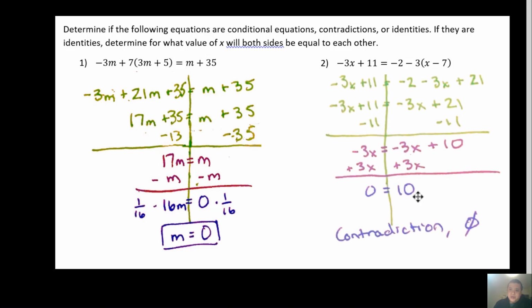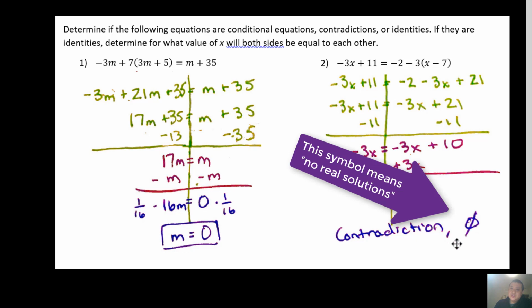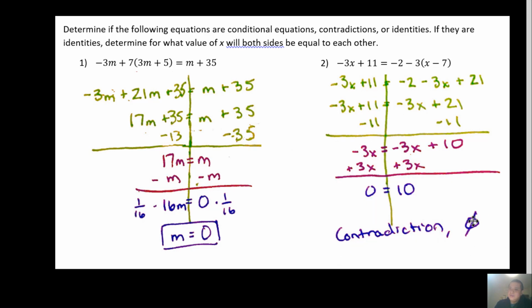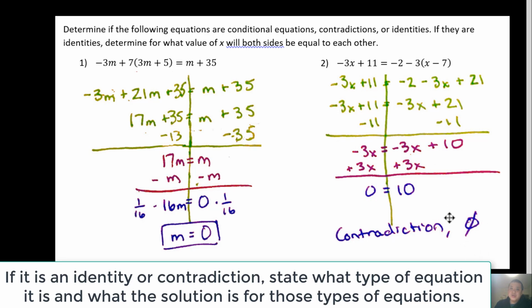Okay. Over here, this one's going to be a contradiction, because you get down to the part where you get 0 equals 10. That is a false statement. Therefore, it's a contradiction, and there are no real solutions. Be sure to state that there are no real solutions on a quiz or a test, letting me know that you understand what it means for an equation to be a contradiction. That means that the equation has no solutions.